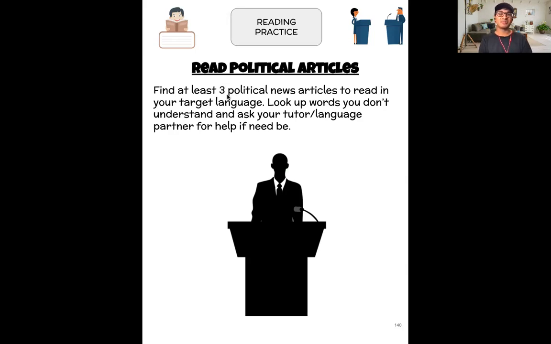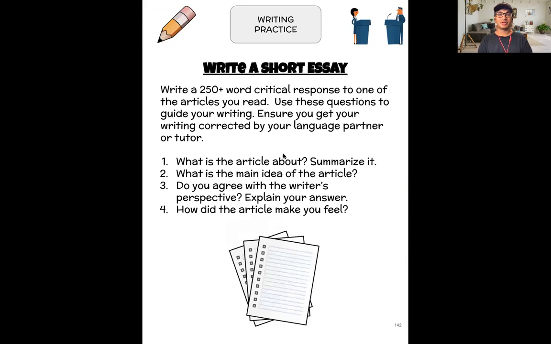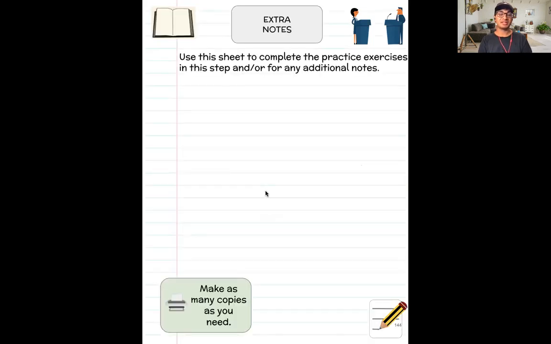You're going to find at least 3 political news articles to read in your target language, just like before. You can guess the next page most likely. Political news videos, 3 or more. You're going to write your little essay as always. You're going to get it corrected. You're going to have your discussion as always. And that takes us to the end.